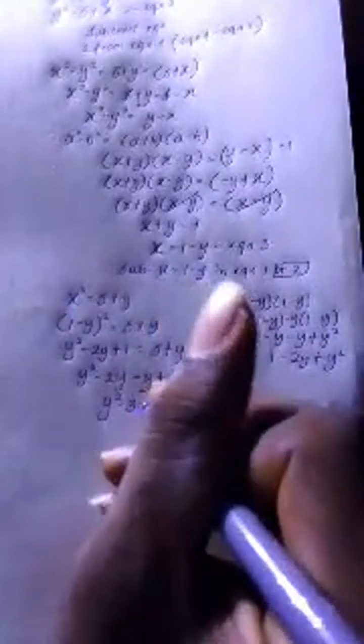So we have y squared, minus 2y minus y gives us minus 3y, right? And 1 minus 5 gives us minus 4, so we have minus 4 equals 0. So from here we have y squared minus 3y minus 4 equals 0. So we have a quadratic equation. Here we can see that this is a quadratic equation.